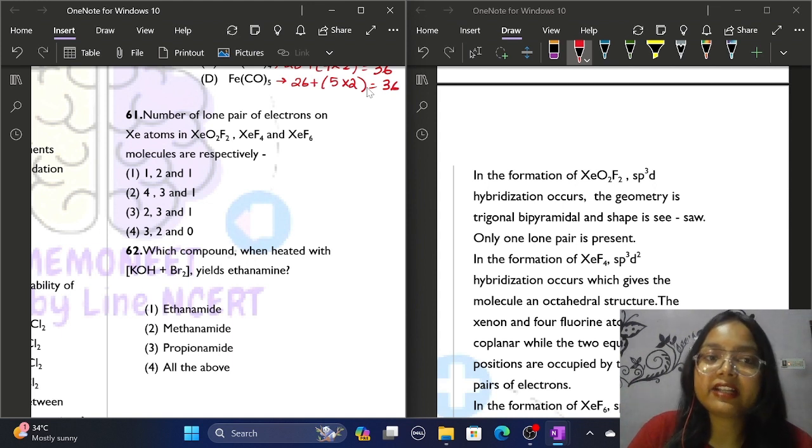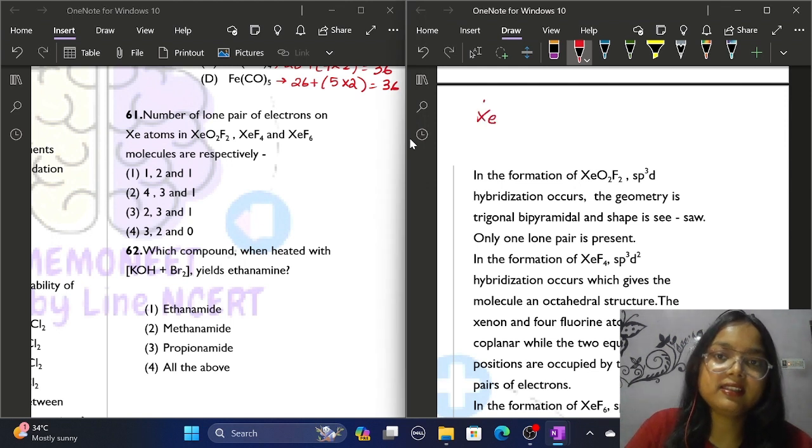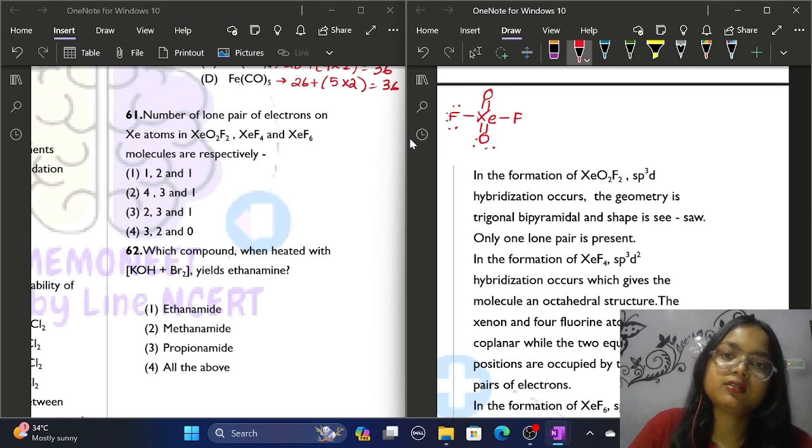Number of lone pairs of electrons on Xe atoms in XeO2F2, XeF4 and XeF6. First, let's draw for simplicity. We have to draw, then we can find the number of lone pairs in it. So for XeO2F2, this type of structure is there. You have to find the lone pairs only. This compound is sp3d hybridized.